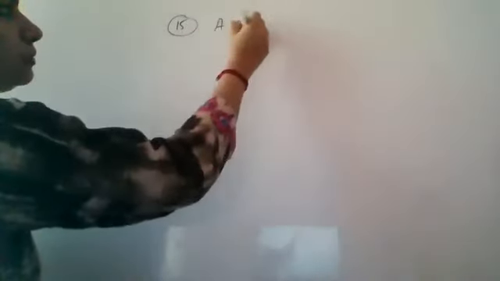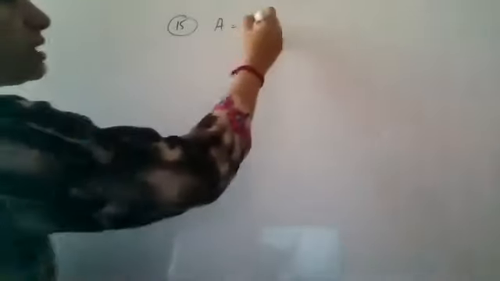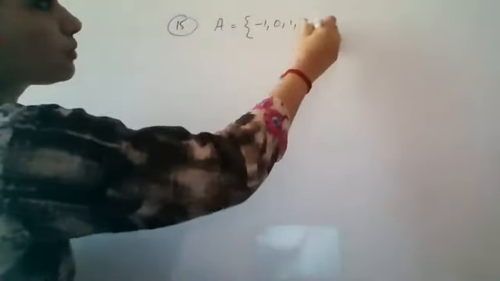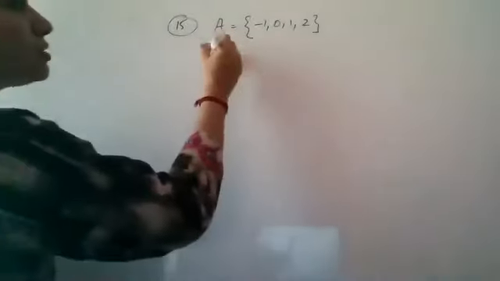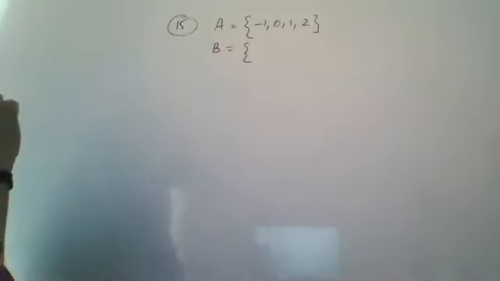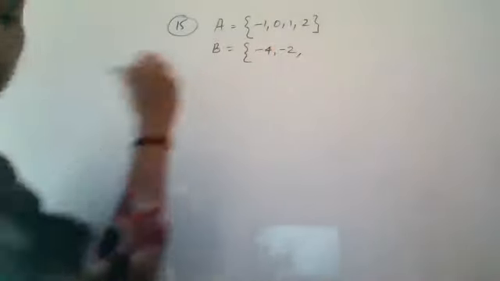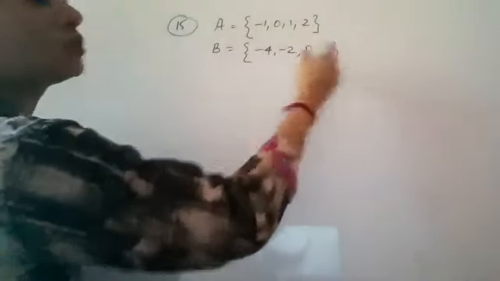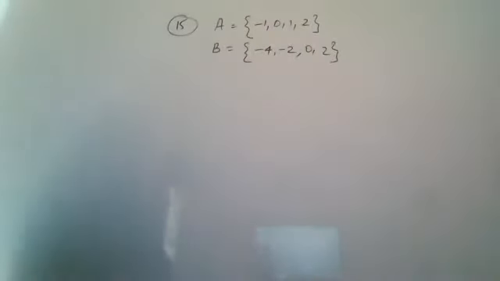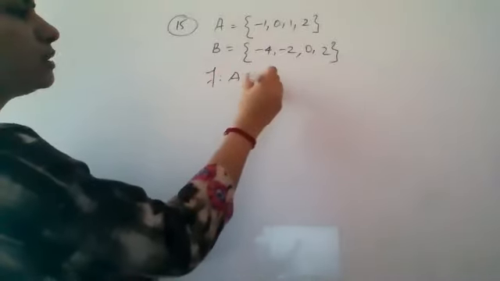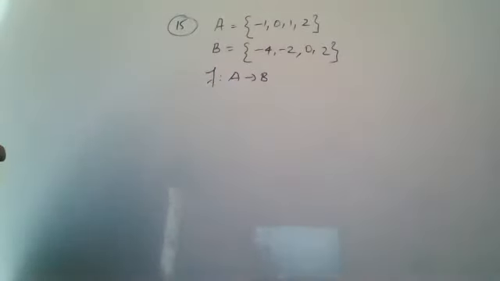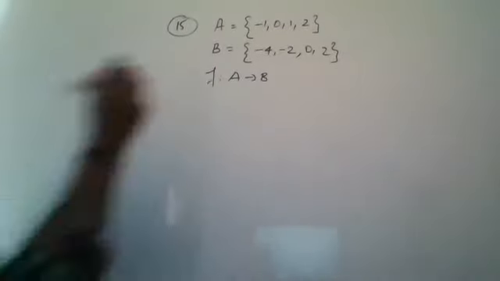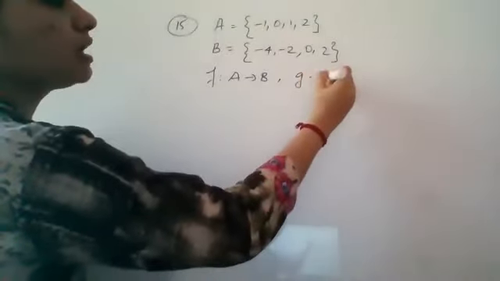This number 15 is: let A = {-1, 0, 1, 2}, B = {-4, -2, 0, 2}, and f is from A to B. And this is B2, the function defined by f of x, you have f is from A to B and you have g is from A to B.